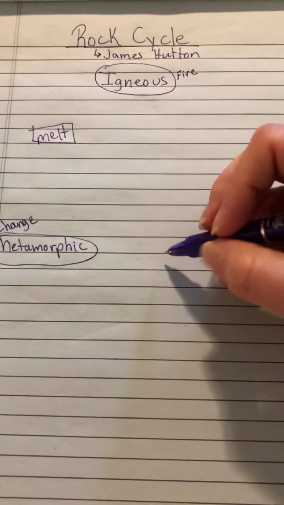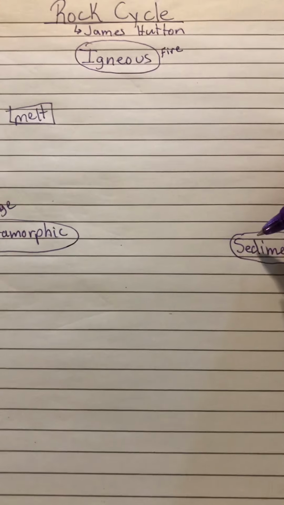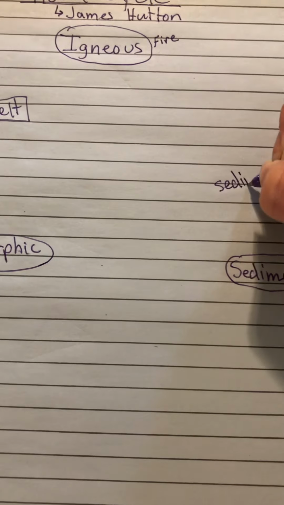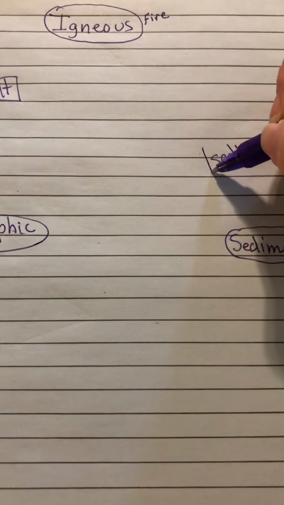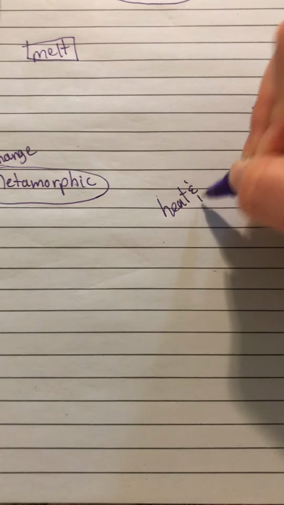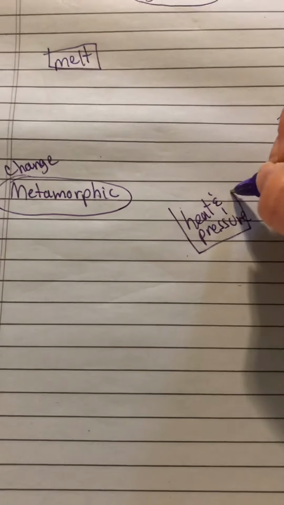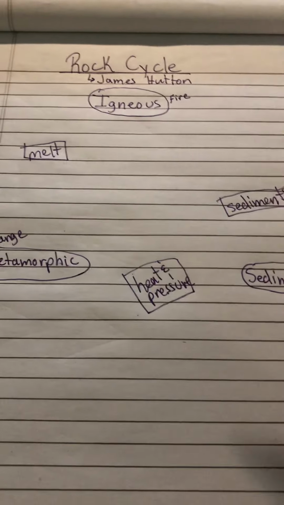I'm also going to write, this kind of goes along with the word sedimentary right here, the word sediments. Those are those pieces that we were talking about. And I'm also going to put the words heat and pressure, because I said a second ago that to get to metamorphic, you're going to need heat and pressure. Okay, so let's pick a starting point and let's just go with it.